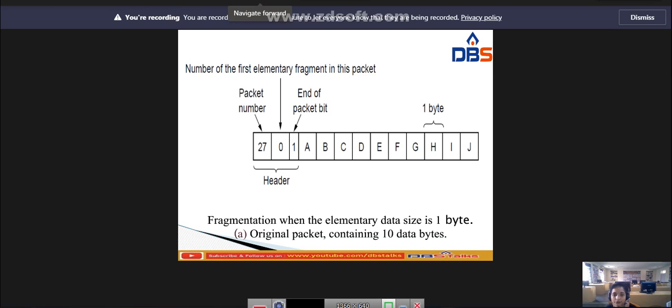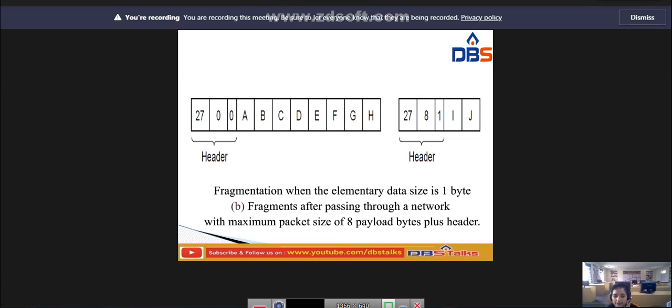Next, coming to another one, this is the header and this is also a header. Here we have 2700. This is fragmentation when the elementary data size is 1 byte, and fragmentation after passing through a network with a maximum packet size of 8 payload bytes plus header. So this is the diagram of this.